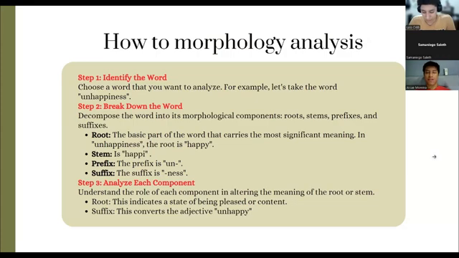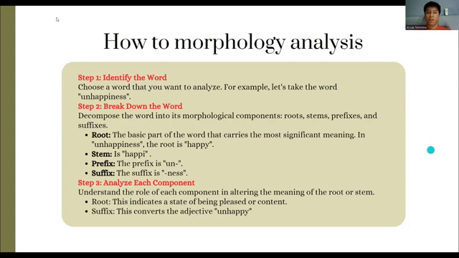How to do a morphology analysis. Step 1: identify the word. Choose a word that you want to analyze. For example, let's take the word happiness. Step 2: break down the word. Decompose the word into morphological components: roots, stems, prefixes, and suffixes. Root: the basic part of the word that carries the most significant meaning. In happiness, the root is happy. The stem is happy. Prefix: there is no prefix. Suffix: the suffix is -ness.